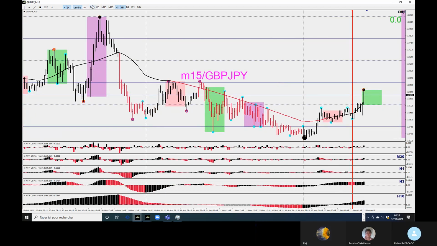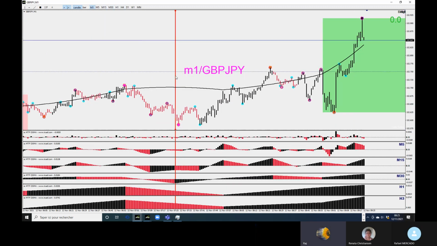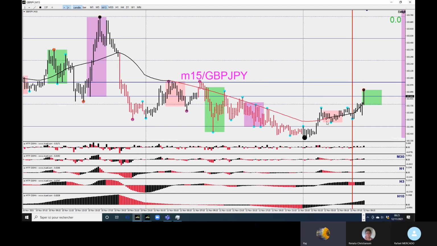So you already had a 1 ball retrace. Why are you waiting for the H3 to turn on the 15-minute and miss out on all the 8-pip trade, for example? So go back to 15. Where did everything match up on the 15?